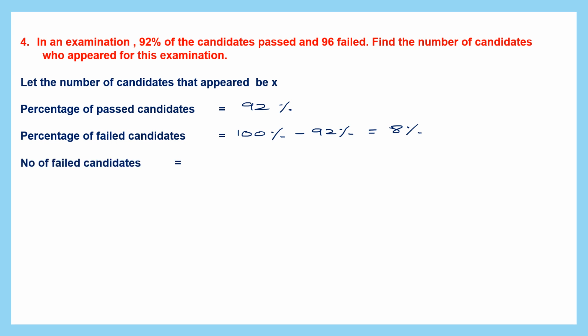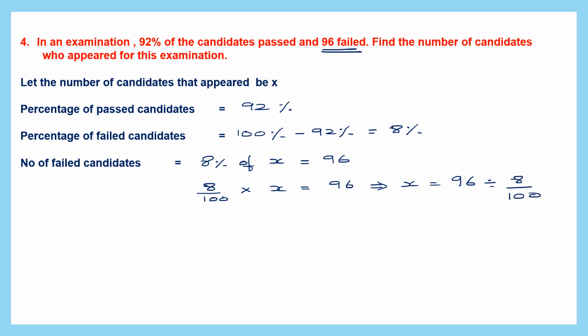Okay, so how many students have failed? Given to us, 96 students have failed. That means 8% of the total number of candidates, which we said let it be X, is 96. So number of failed candidates is 96 and that is 8% of the total. So now let's calculate. So this is 8 by 100 into X. This will give us 96. So this means X is equal to 96 divided by 8 by 100, because I've transposed 8 by 100 to the other side. Multiplication changes to division.